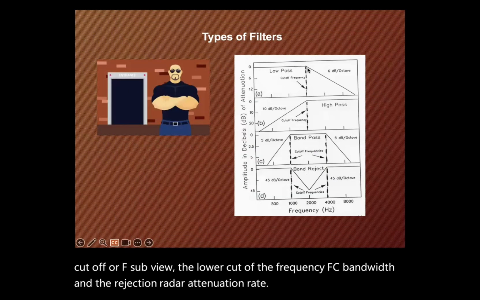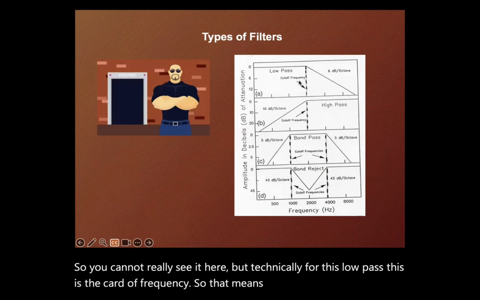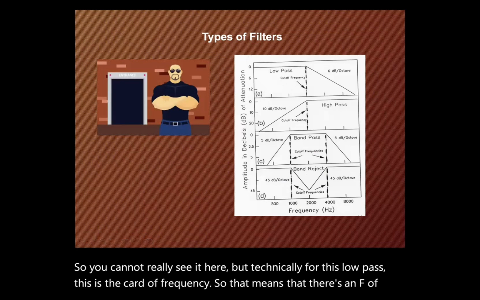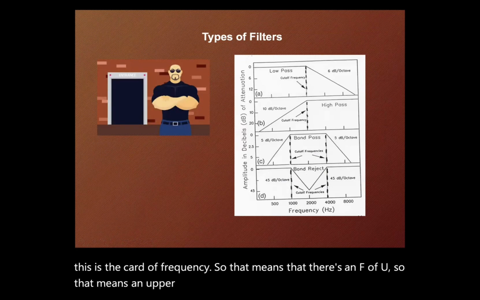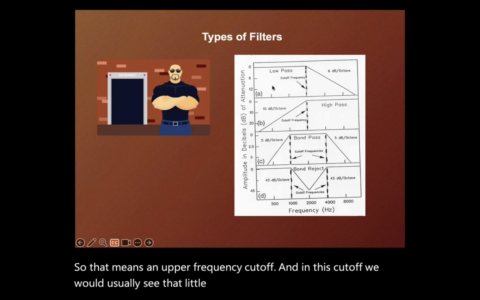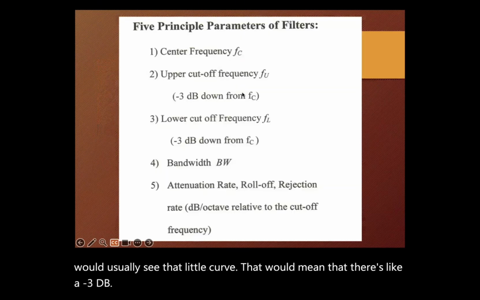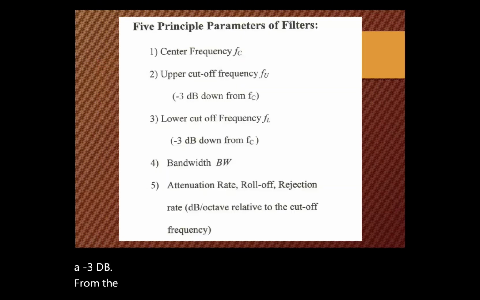You cannot really see it here, but technically for this low pass, this is the cutoff frequency. So that means there's an f sub u, an upper frequency cutoff. At this cutoff, we would usually see that little curve that means there's a negative 3 dB drop from the FC.